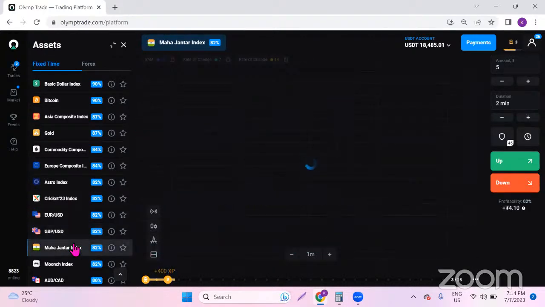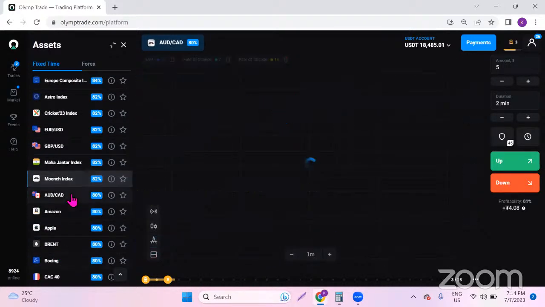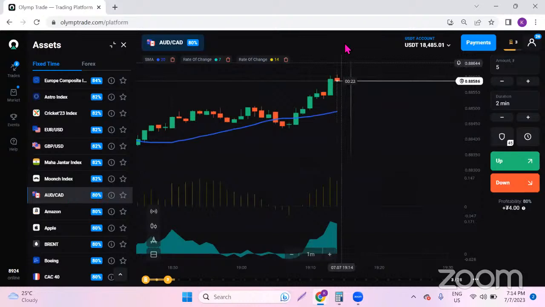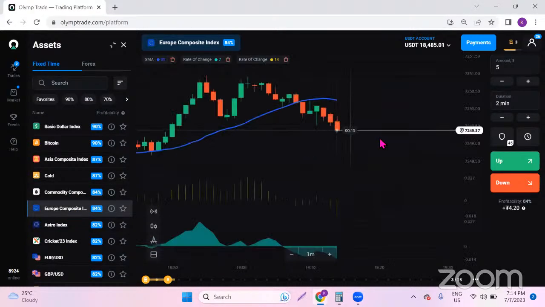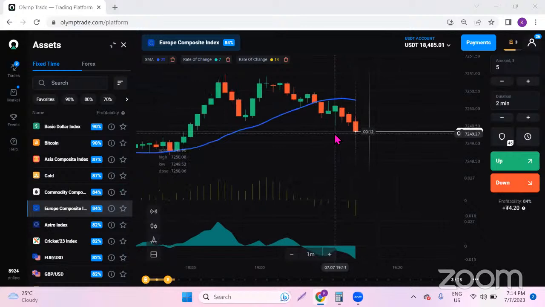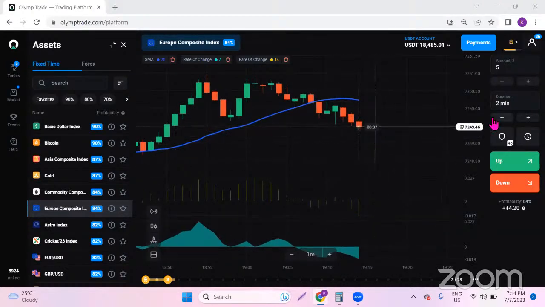Any more suggestions, guys? Any other assets you want me to check, you want me to try? Feel free to drop in your comments and we will check that as well. Let me get some questions. Euro composite, I have recommendations to check Euro composite. Let me check. It is a downward signal, but not very stable. So let's see if the next candle does show a signal. I'll make a trade on Euro composite for you guys.